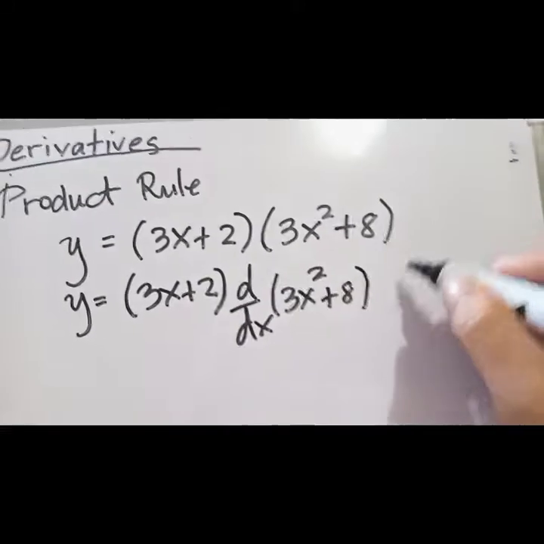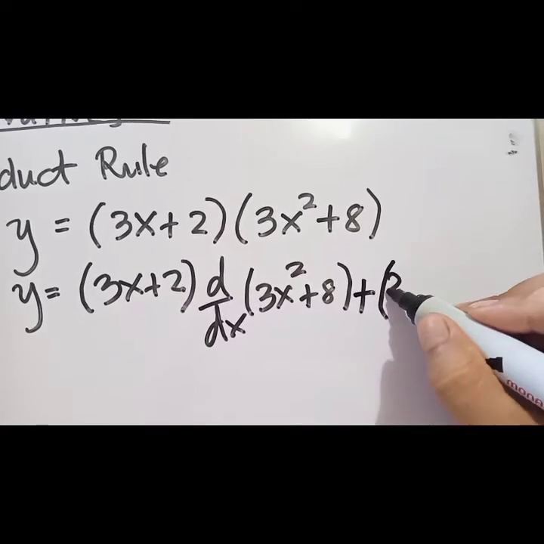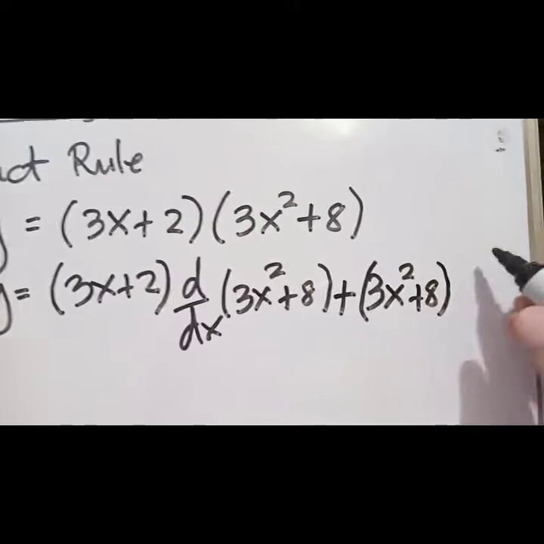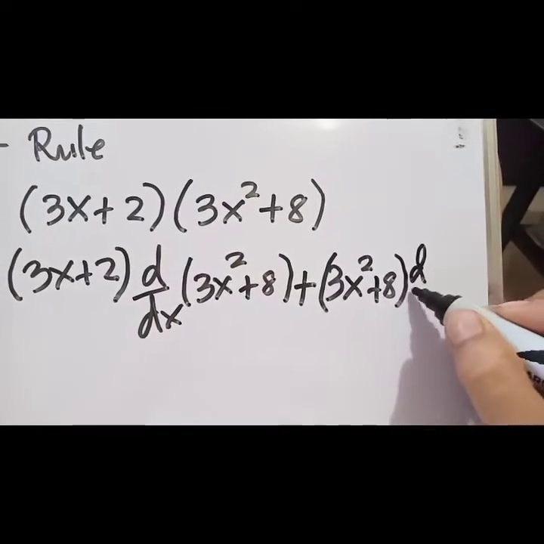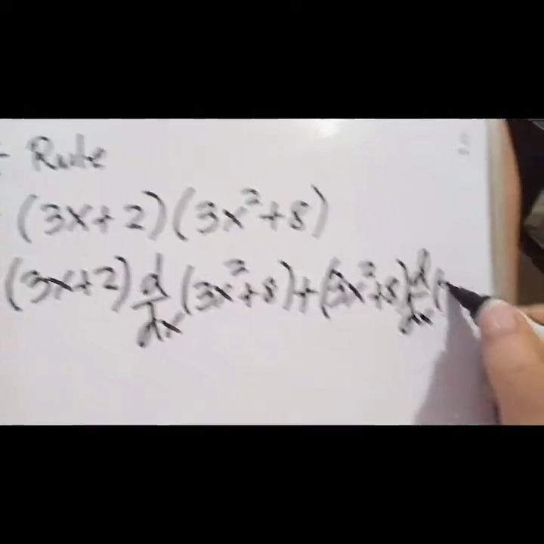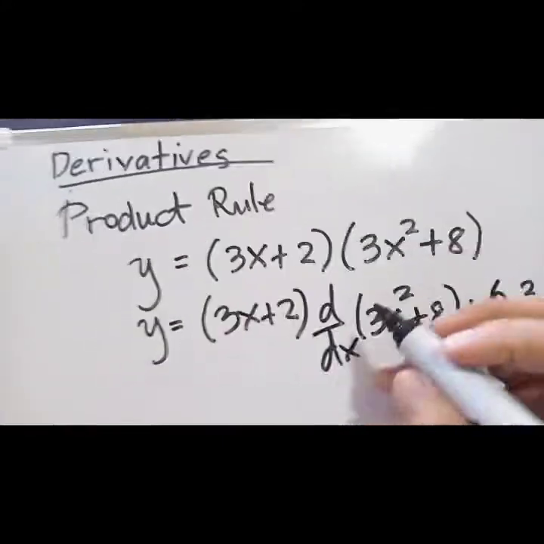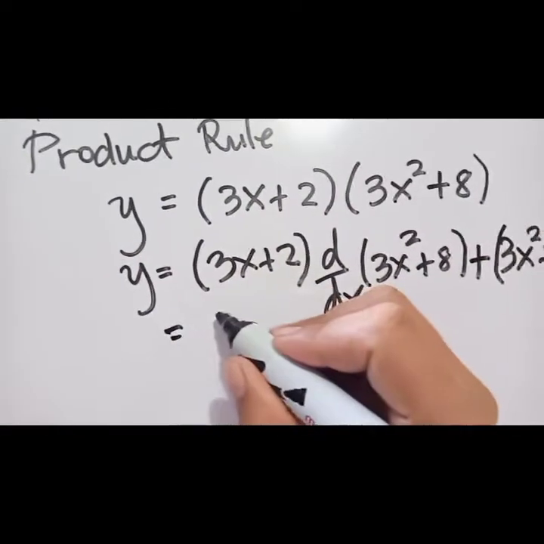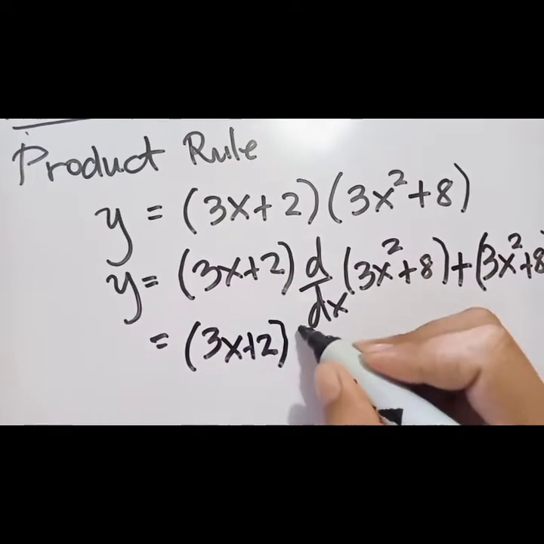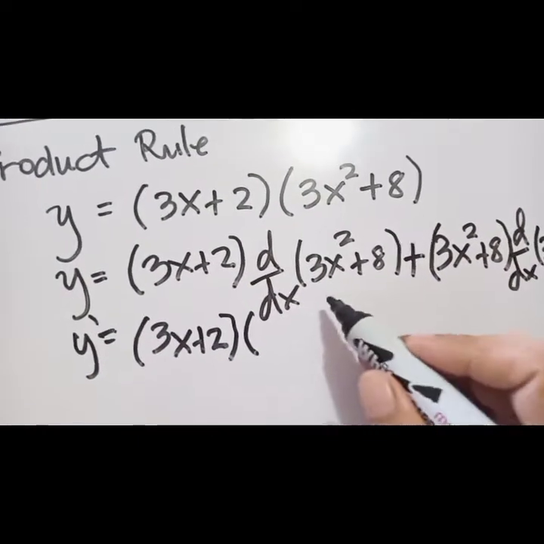Then, plus, copy naman natin yung second function, that is 3x squared plus 8. Then, i-multiply natin by the derivatives of the first function. First function natin ay 3x plus 2. Now, what is the derivatives of the second function?